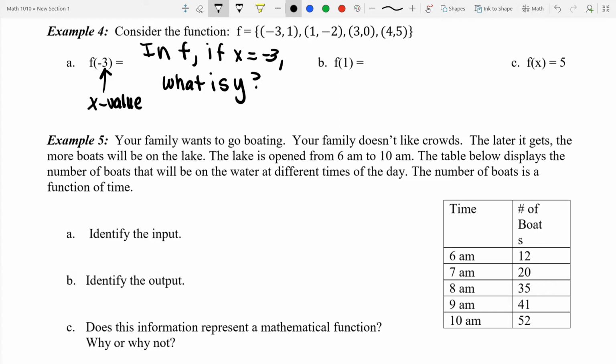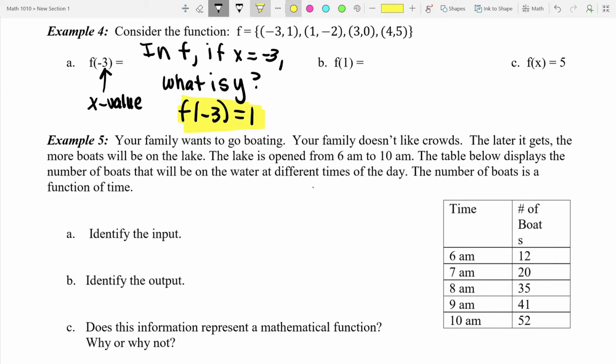Now let's answer the question. Look at that right there. Look at f. If x is -3, what's y? Everybody tell me. 1. That's easy, right? So everybody go f of -3 is equal to 1. Take your highlighter, and that's how you're going to write your answer.